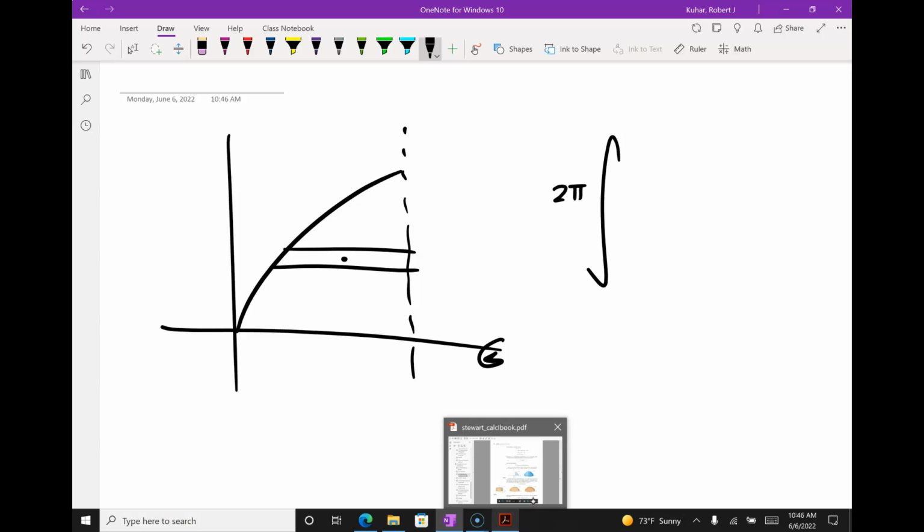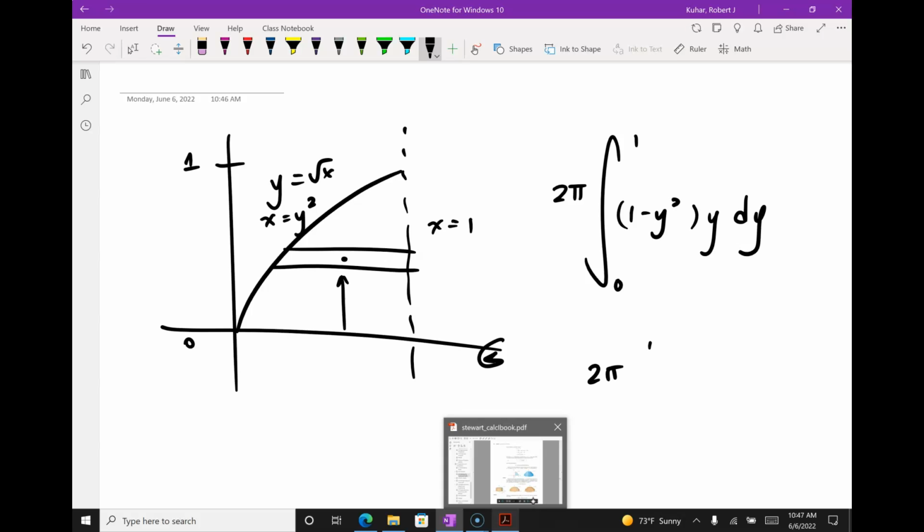So I have 2 pi times the integral of 0 to 1. I need that rectangle, right? I need that circumference of the rectangle. So how am I going to calculate that piece? It's right minus left. So 1 minus square root of x, sorry, this is what, x equals y squared, right? So 1 minus y squared times the height of the rectangle, that's just a y, dy. Okay, so look at that formula, 2 pi rh dy.